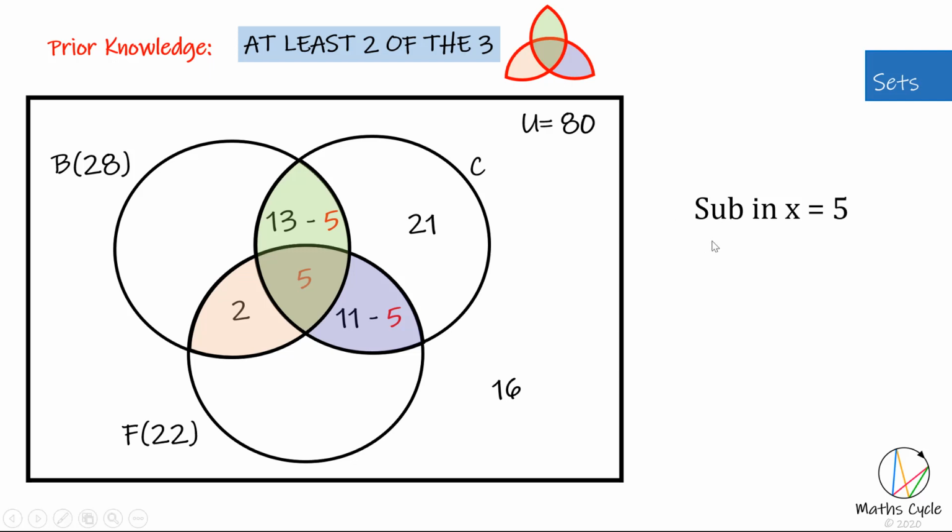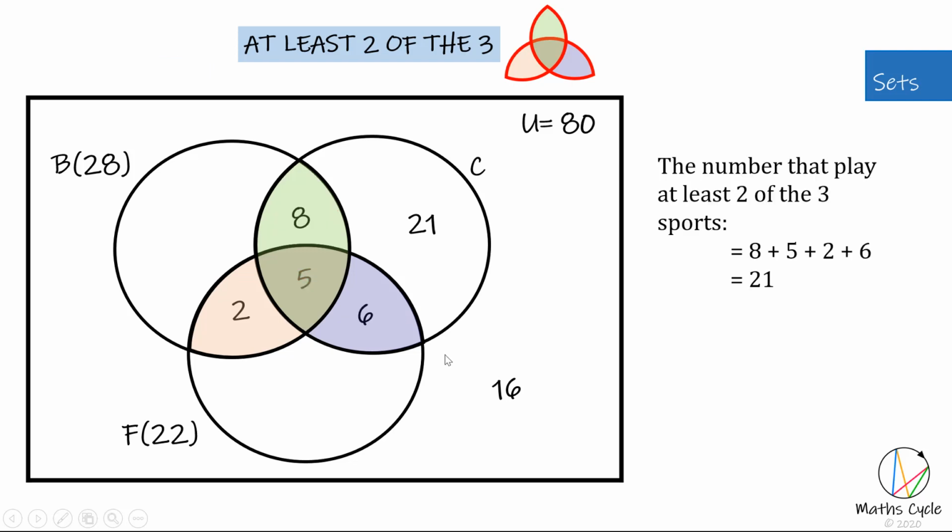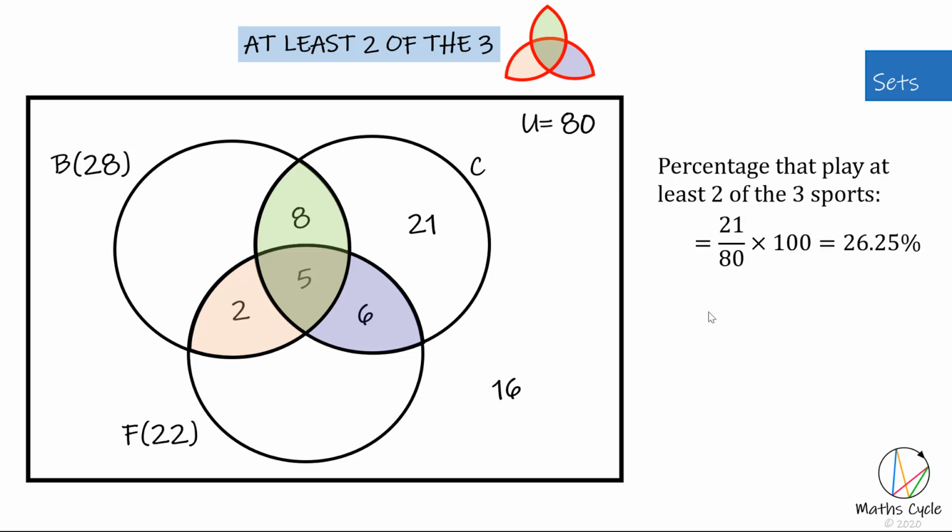So what we're going to do is sub in our x equals 5 that we just found. So 5 will go in everywhere for x, okay? So now we have our numbers 8, 5, 2, and 6. So the number that play at least 2 of the 3 sports are 8 plus 5 plus 2 plus 6 equals 21. And therefore, the percentage that play at least 2 of the 3 sports is 21 over 80. So make your fraction first. Your 80 is your total amount in the set. 21 over 80 multiplied by 100 is 26.25%.